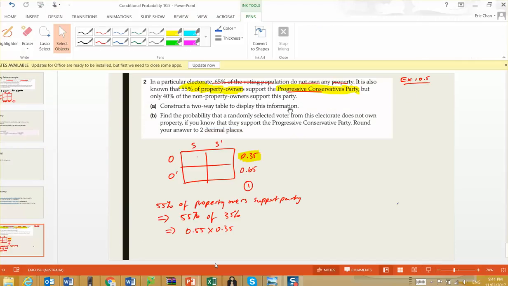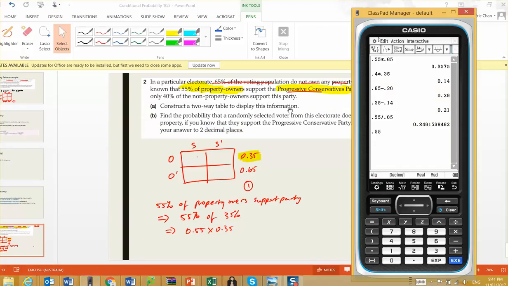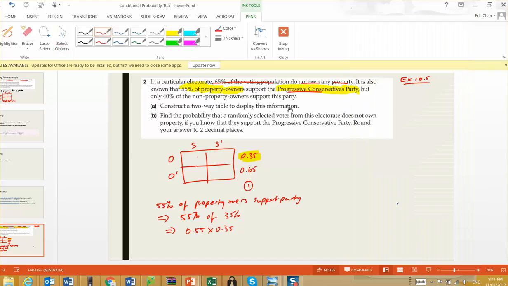I'm going to use my calculator. This is a calculator question. 55% of 35% support the party and own property, so it's 0.55 times 0.35, which is 0.1925. I'm just going to write 0.1925 here.